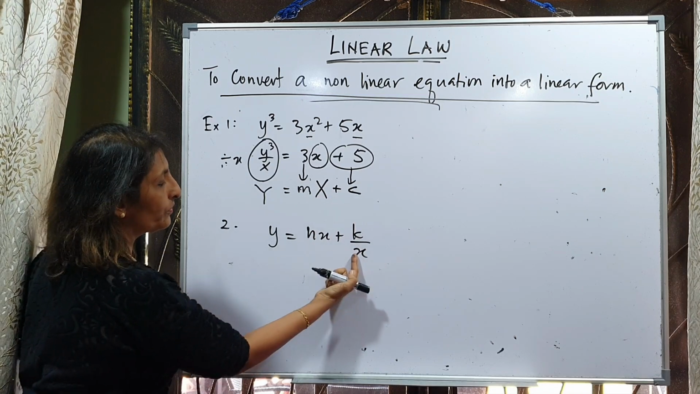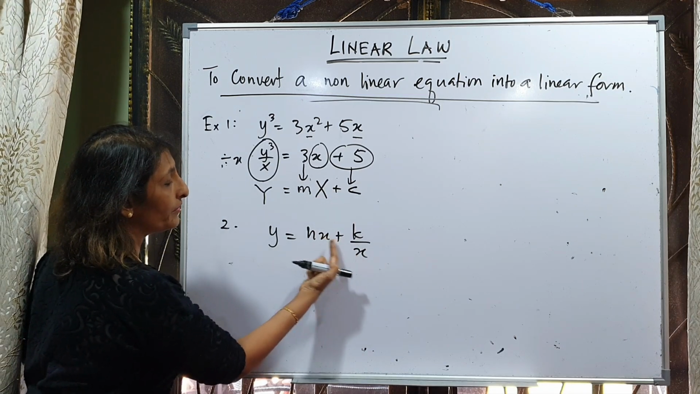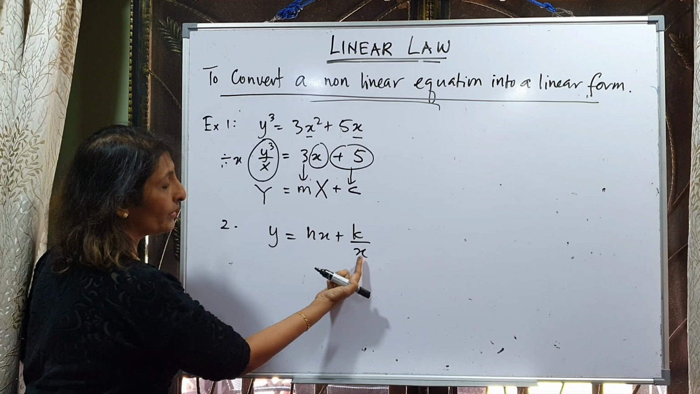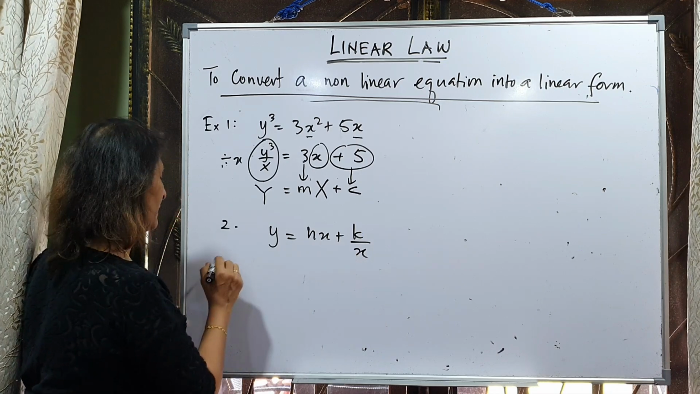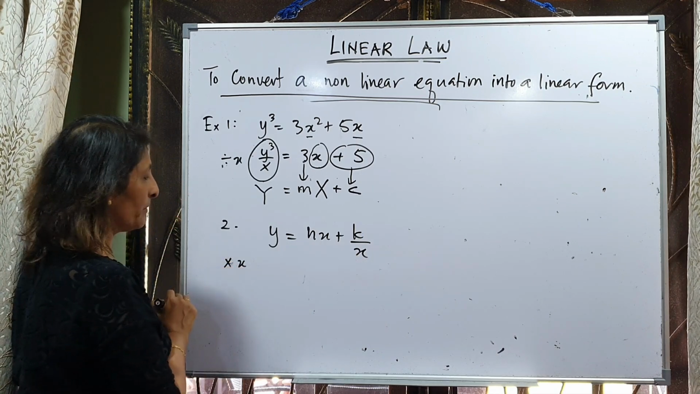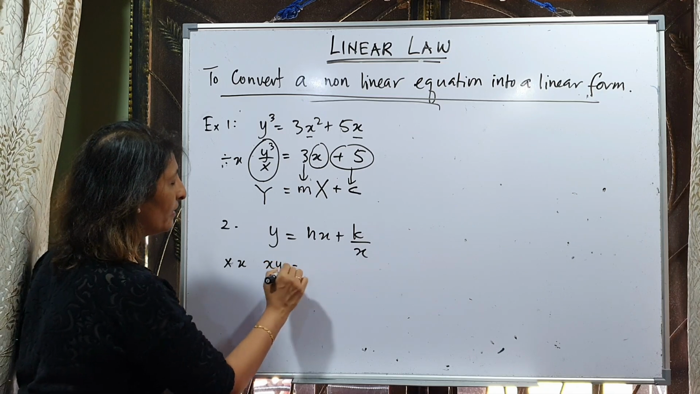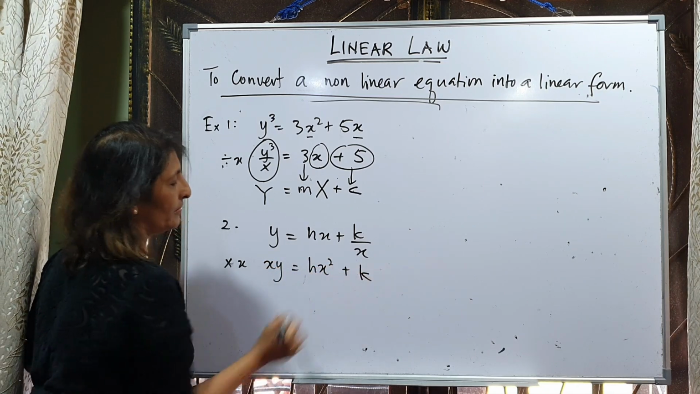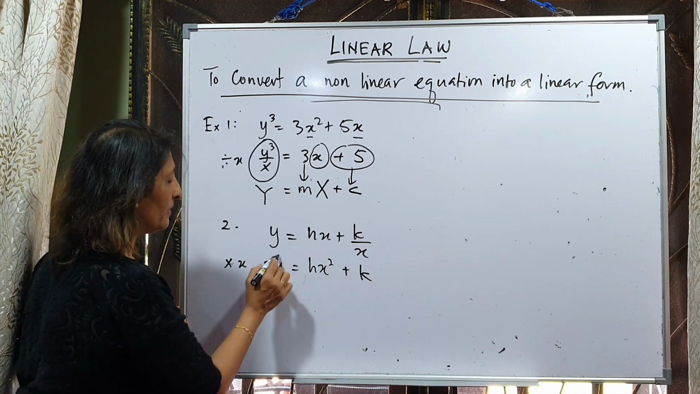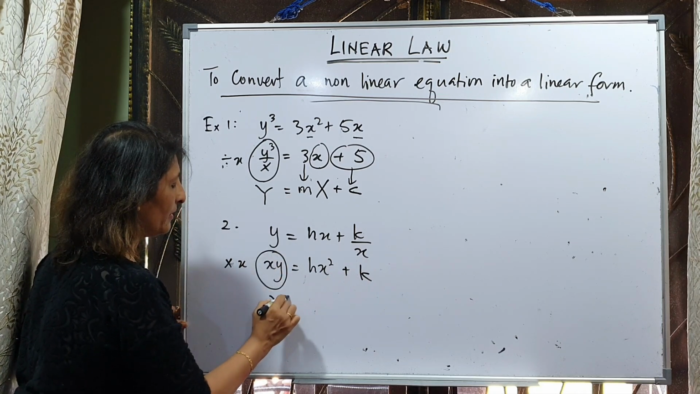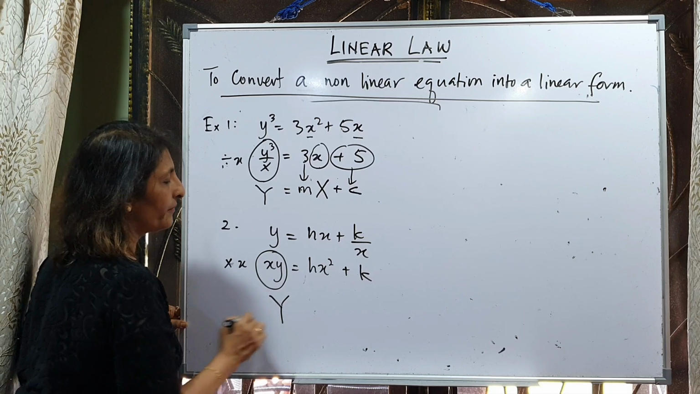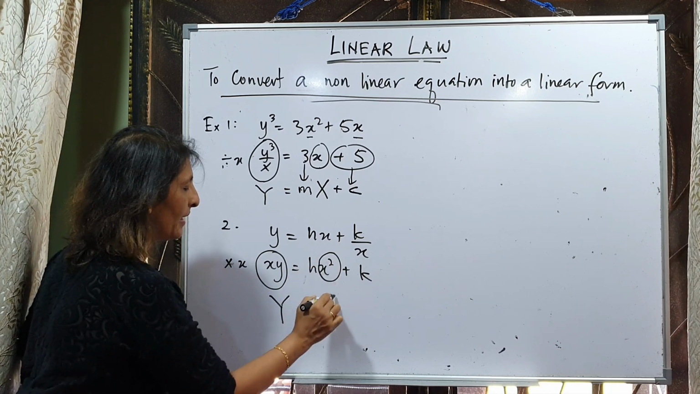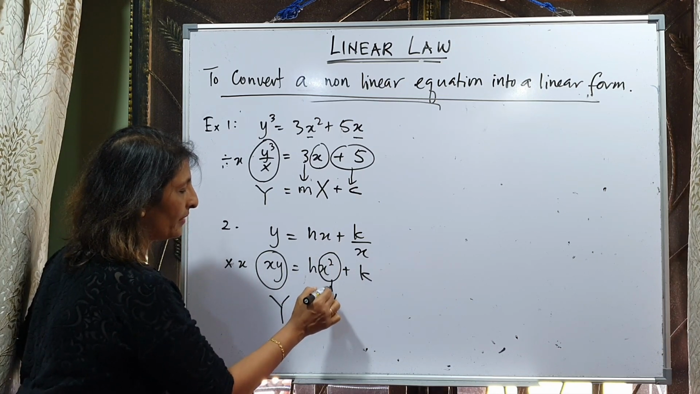So what shall I do? I know I have to get rid of one of these. So what I do, I can times by x here. So it means you times everything by x. So here you get xy, here you get hx squared plus k. Okay, so then it's done. This is your capital Y, which is okay. This is your capital X, which is x squared.